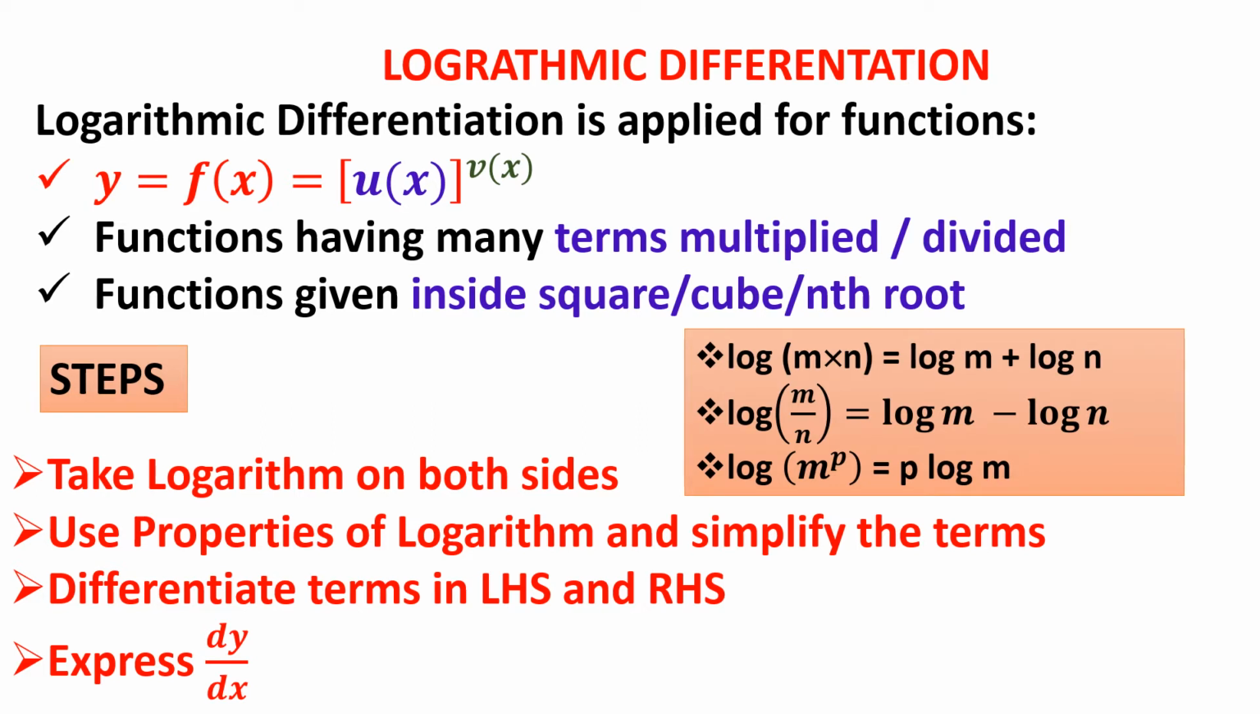Logarithm of a product of two terms is log of the first term plus log of the second term. The logarithm of one term divided by another, that is m by n, is log m minus log n. Log m power p is p log m. These are the three properties we will be using. But remember, there is no formula for log of m plus n. We cannot use a formula for log of m plus n. We have a formula for log mn, log m by n and log m power p or log m power n, whatever.